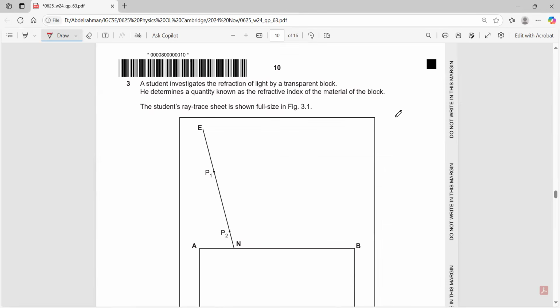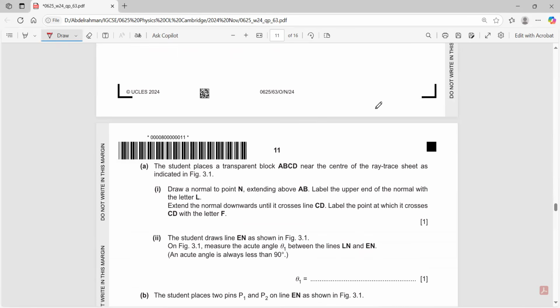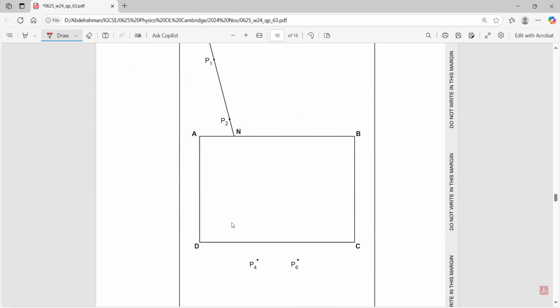Student investigates the refraction of light by transparent block. So you have a ray trace sheet. Let's see. Draw normal to point N extending above AB. The upper point L, extend the normal downwards until it crosses CD. Okay, the point where it crosses CD is F. So we need to draw normal. It has to be perpendicular. Make sure it's perpendicular. The top point would be L, and this normal should extend until it crosses CD, and this point would be F.